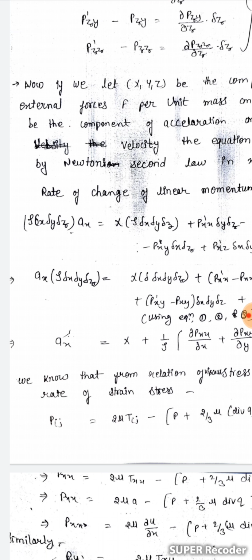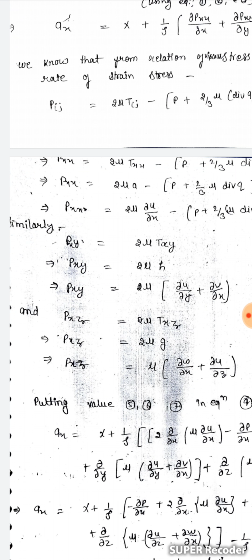Similarly, Pxy is equal to twice mu Txy, so Pxy is equal to mu into delta u by delta y plus delta v by delta x. This is our equation number 6. And Pxz is equal to twice mu Txz.